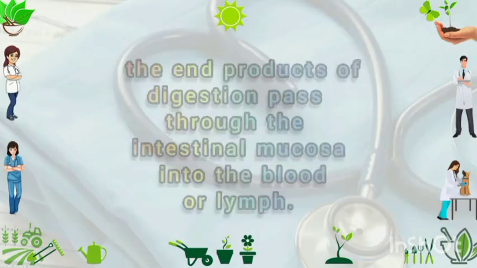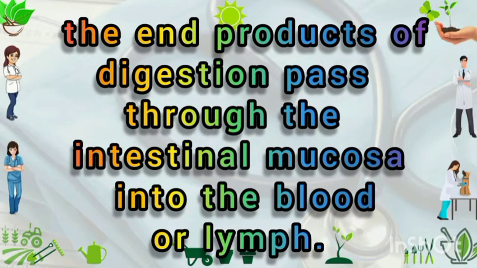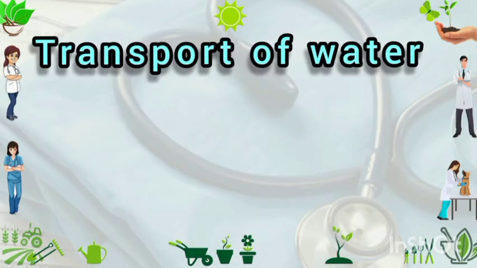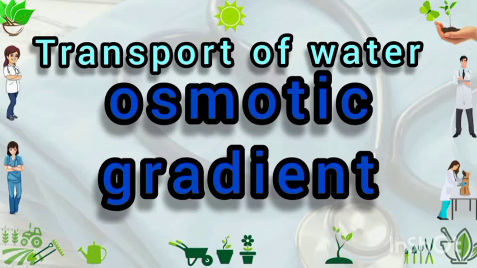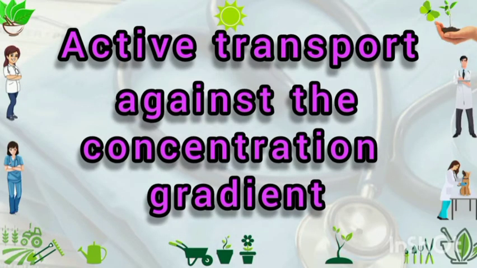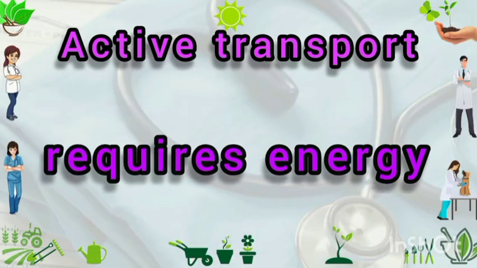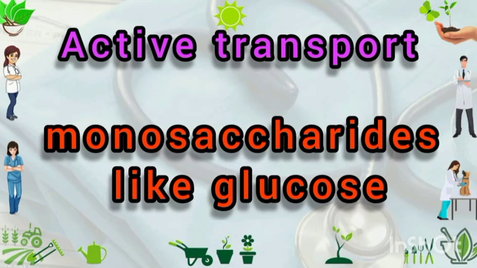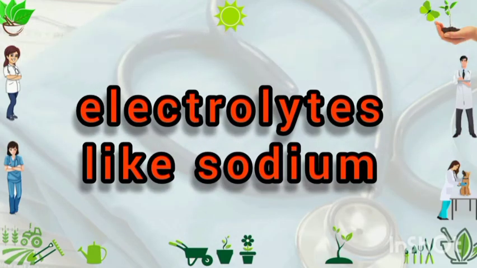Absorption is the process by which the end products of digestion pass through the intestinal mucosa into the blood or lymph. It is carried out by passive, active or facilitated transport mechanisms. Transport of water depends upon the osmotic gradient. Active transport occurs against the concentration gradient and requires energy. Nutrients like amino acids, monosaccharides like glucose, electrolytes like sodium are absorbed into the blood by this mechanism.